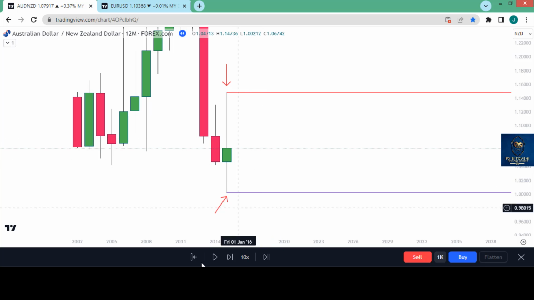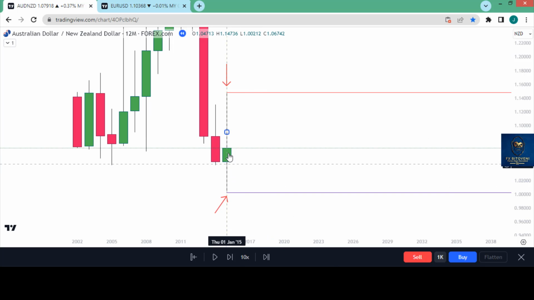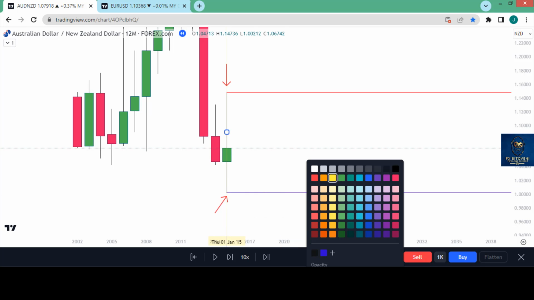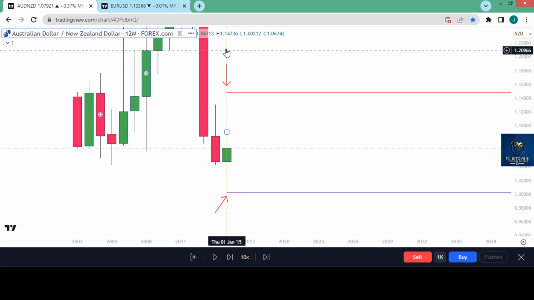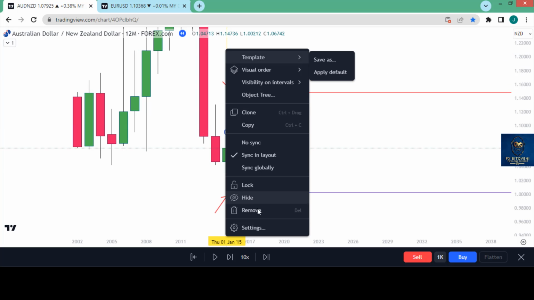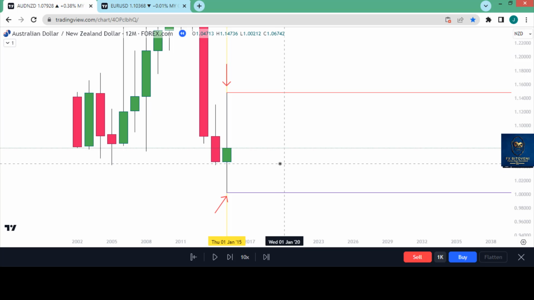So if a new candle starts, we now know we will start trying to be bullish for the first time, and then we will be preparing for a drop. We will be preparing for a drop. Hope you can understand what I'm trying to show you.